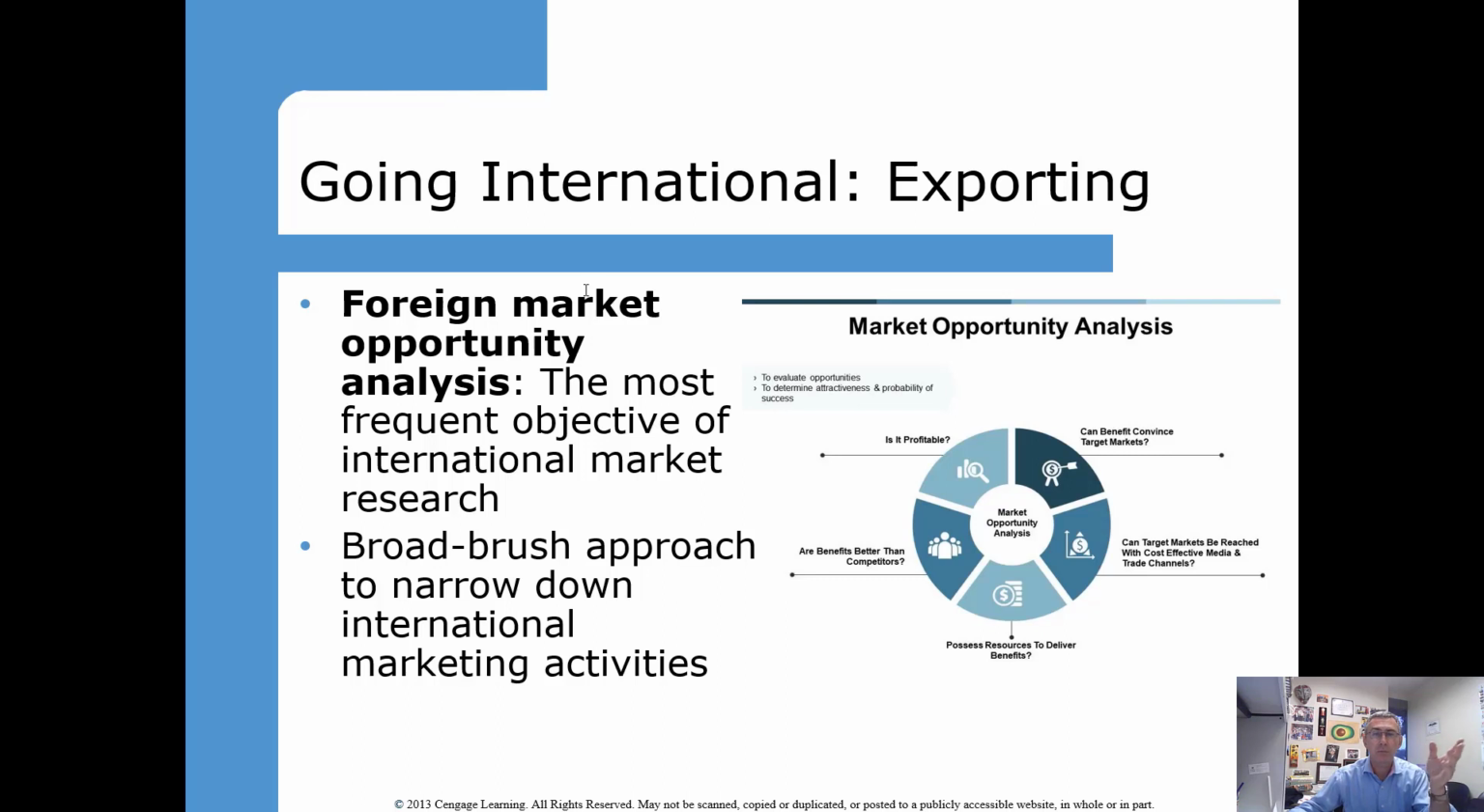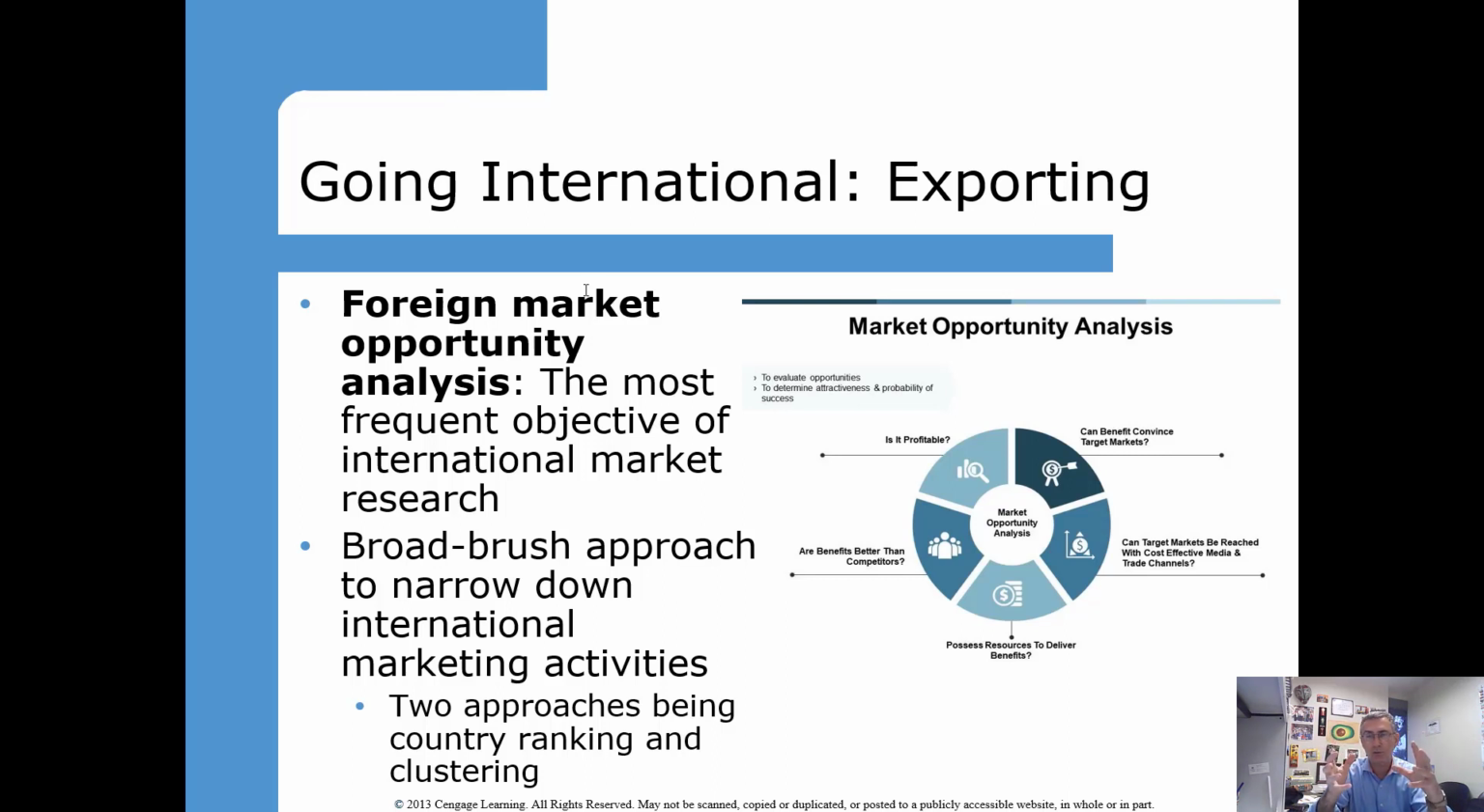The broad brush approach to narrow down international marketing activities: there are two approaches, country ranking and clustering. If you remember, there are different ways of trying to cluster countries, and there are so many different ways. Just remember the cluster approach being one of them.